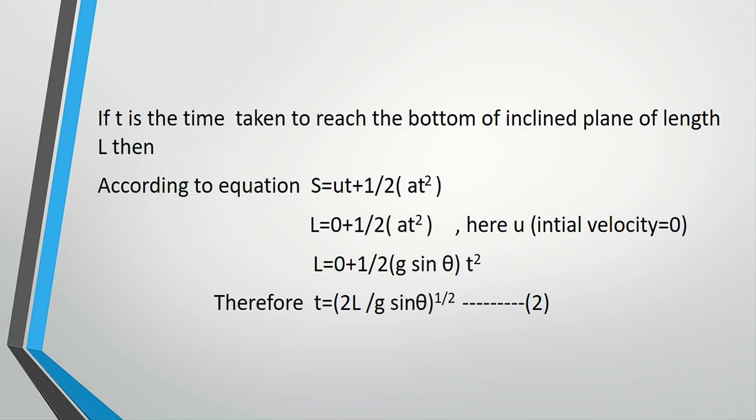Substitute here, therefore L equal to half at square. Substitute the value of a from equation 1. So it is given by L equal to half g sin theta t square. Therefore, after solving, the time taken by the object to reach the bottom of the inclined plane is given by t equal to 2L divided by g sin theta, to the power of half, or square root of 2L by g sin theta. It is the time required for the object to travel along an inclined plane which is free from friction.